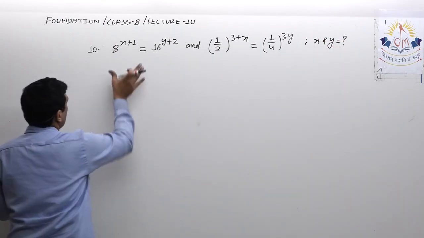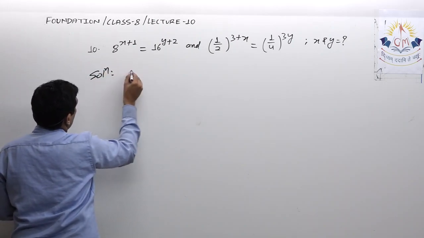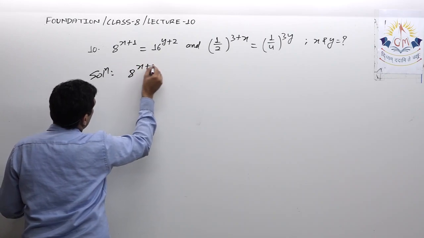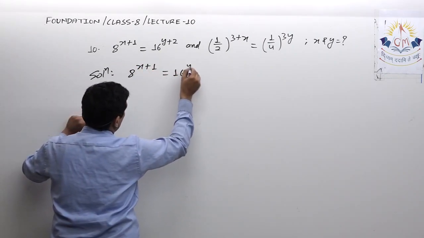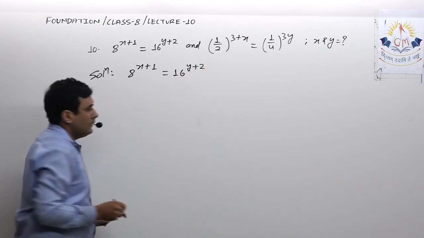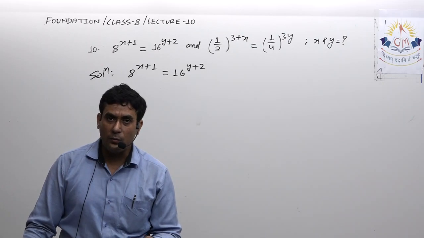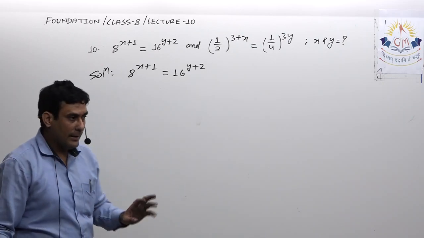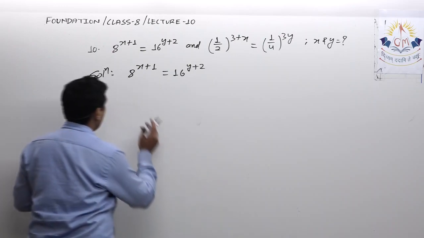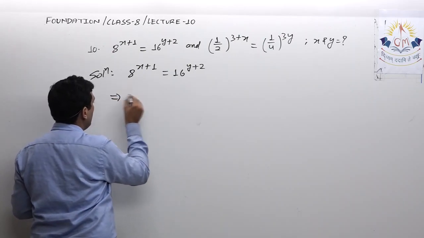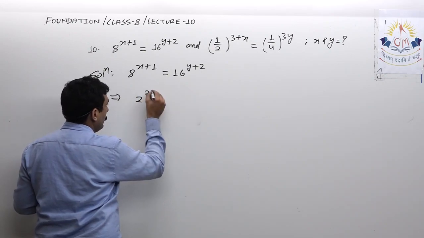So let us see, first we solve these two. 8 raised to x plus 1 is equal to 16 raised to y plus 2. Now here it is not possible to get the value of x or y directly. So first we will find a relation between x and y, and for that we have to follow the same thing. We will compare the bases, which must be equal.